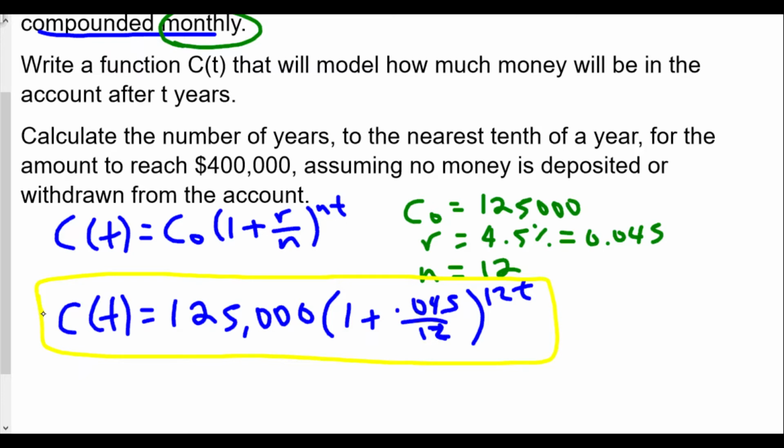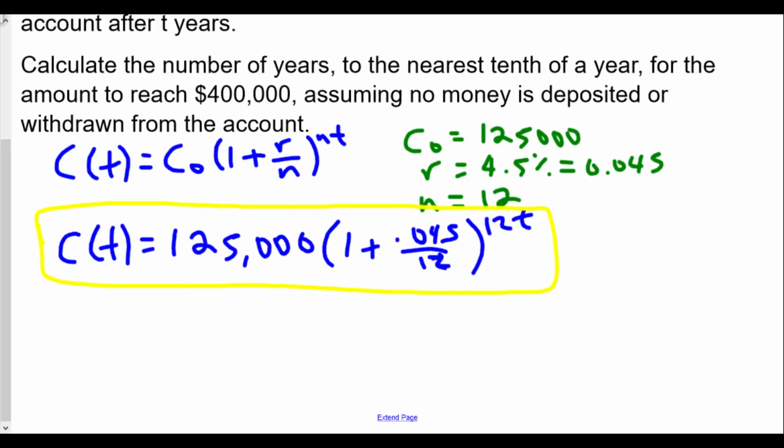Now, we want to calculate the number of years, to the nearest tenth of a year, for the amount to reach $400,000, assuming no money is deposited or withdrawn from the account. This is the second part. What we're going to do now is use this formula here. By the way, if you use the wrong formula, if you don't put the r over n and t power, you're going to lose points for that, because it'll be the wrong formula. But if you use that formula to find the value for t, you have to solve algebraically, ladies and gentlemen.